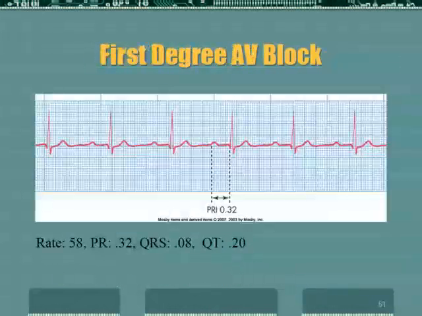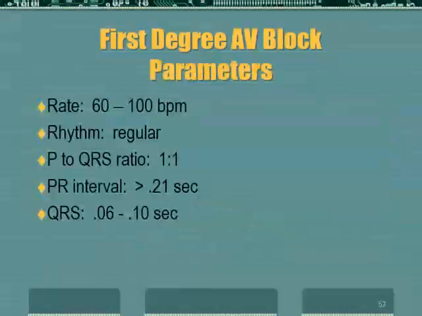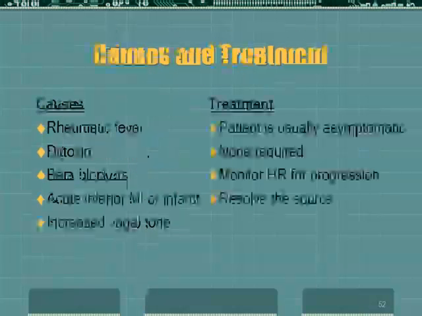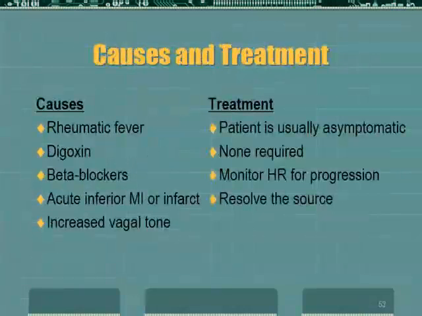First degree heart blocks are often transient and many times reversible, and it's just where you have a longer PR interval. That's basically the only thing that's different. The rate's typically 60 to 100, the rhythm is regular, and there's a 1 to 1 conduction from the P to the QRS. The PR interval is long, more than 0.21 seconds, and the QRS is normally fine. Causes are listed here. They're usually not treated unless symptomatic. Usually we just monitor those and try to resolve whatever caused it.